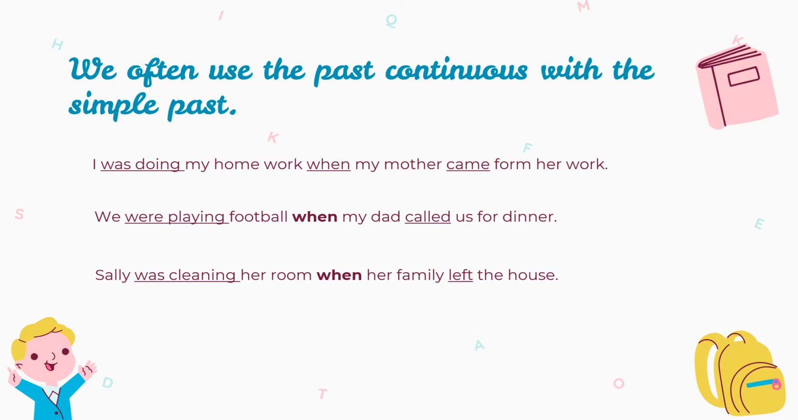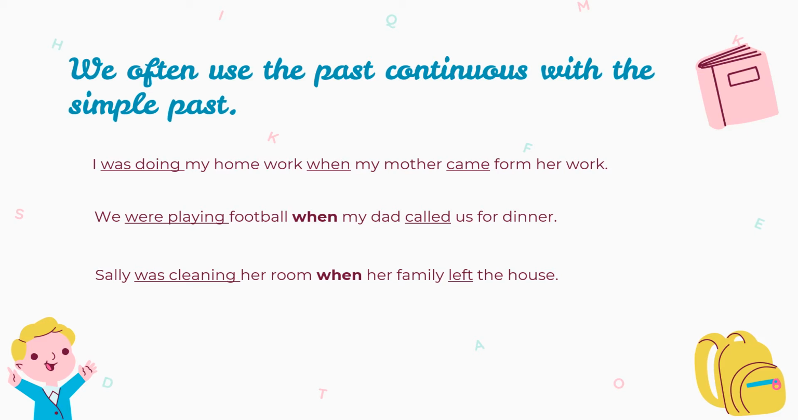If you paid attention, in the first verbs, we are using the past continuous. So we have was doing, were playing, was cleaning. So we have was and were with the verb plus ing. In the second verbs, we are using verb 2. We have came, called, left. So here we are using the past continuous, and here we are using the simple past. Verb 2 means simple past. Was or were plus verb plus ing means past continuous.